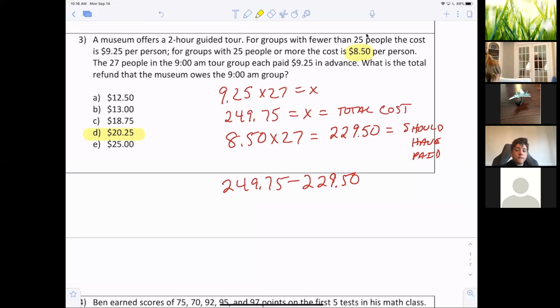Yeah, you could do it. Each person should have paid $8.50, but they paid $9.25. So you can just right off the bat go $9.25 minus $8.50. They paid 75 cents more than they should have per person. Is everybody with me on this? Does anybody have any questions about number 3?